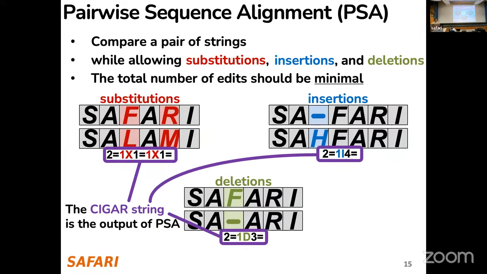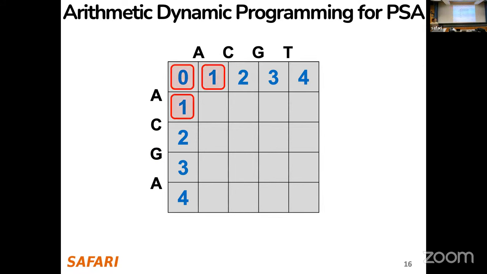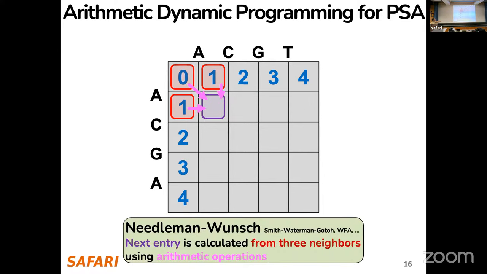So again, we're not doing full read mapping here. This is just pairwise sequence alignment. You get a string, you fully align those two strings to get differences between the two. So traditionally, you do this using an arithmetic dynamic programming algorithm, where you somehow initialize the border conditions, and then you always take three neighbor values and compute one new value. That's how you fill the table.